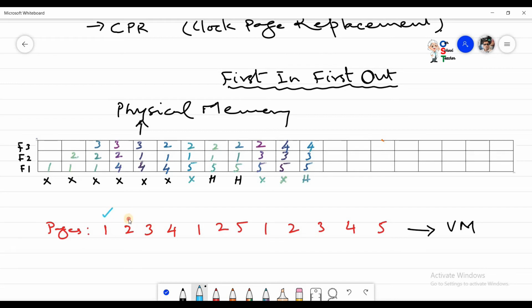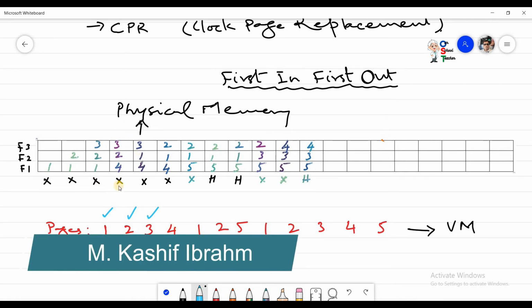The CPU requires page number four. All three frames have been filled, right? Remember that our memory has only three frames. In reality, there would be a number of frames, but just to understand this algorithm, we have supposed that there are only three frames. So now we have this situation in which all frames have been filled. Now the CPU requires page number four.